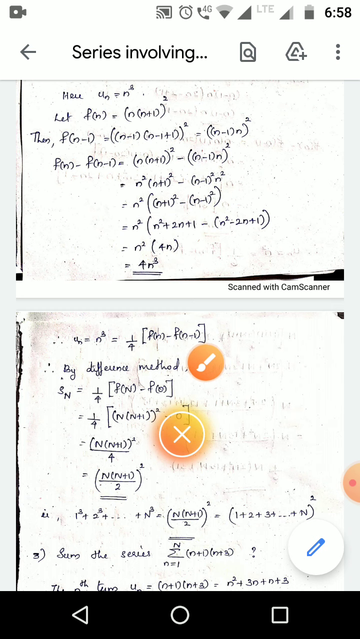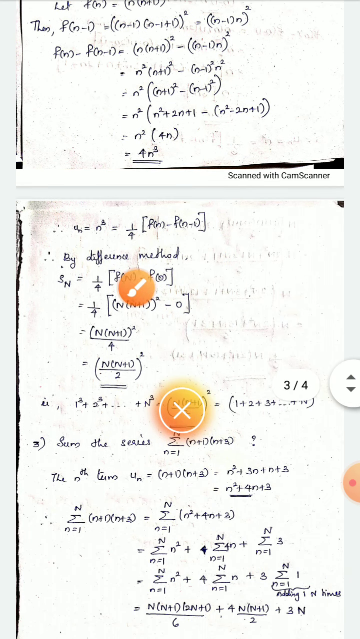Then by the difference method, we can write Sn is the sum of 1 by 4 times un, that is 1 by 4 times this expression f of n minus f of n minus 1. Sn is also 1 by 4 times f of n minus f of 0. And f of n is n into (n plus 1) the whole square. In place of n, put 0, then it becomes 0. So that's n into (n plus 1) the whole square by 4. That can be written as n into (n plus 1) by 2, the whole square.